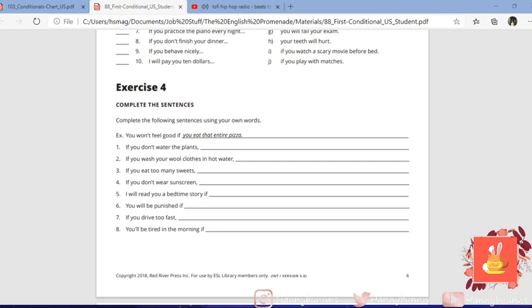Okay. And then Mariana, let's see your answers so we can compare them. If you don't water the plants, they will dehydrate and die. That's fine. If you wash your wool clothes in hot water, they are going to spoil. So if you say the word spoil, it sounds more like food, or as if a plant will die off too. So I wouldn't say wool could spoil. Wool could unravel. Wool can shrink, I guess, would be better.